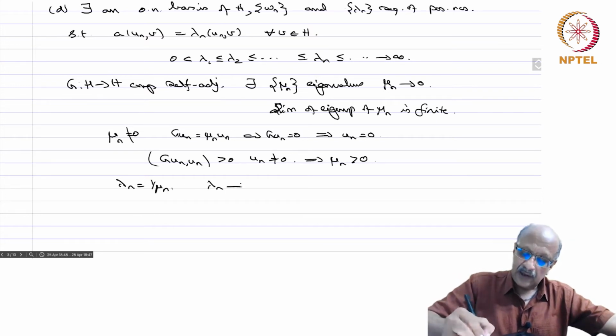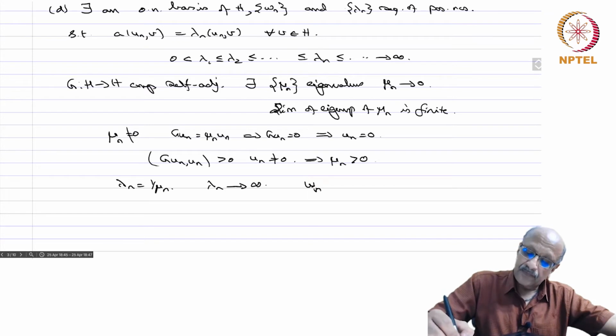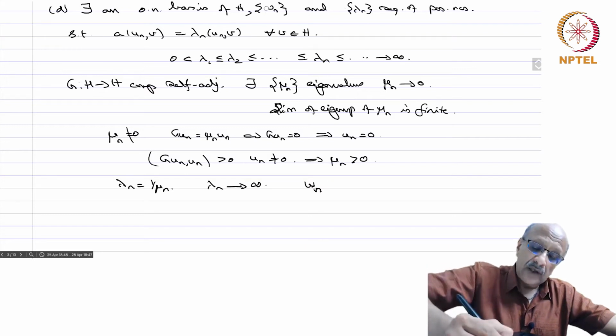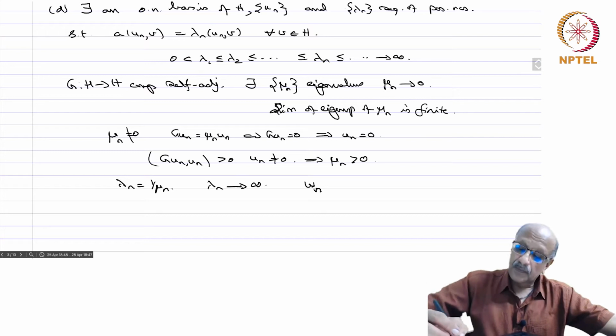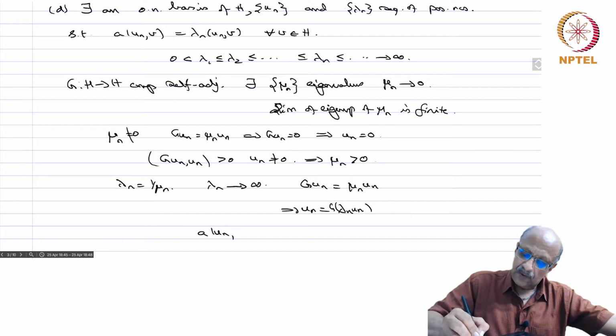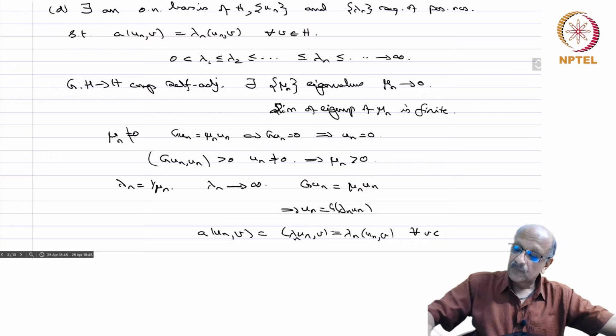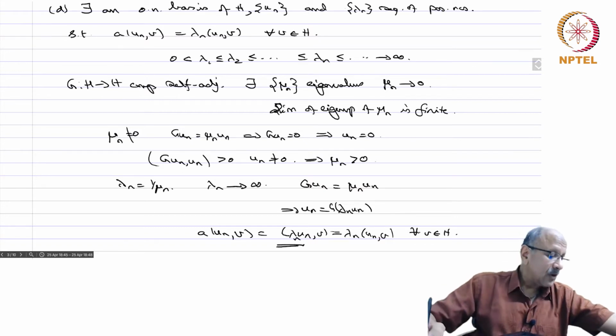Okay, so then lambda n tends to infinity, and you have that Vn, un or Wn, I said Wn but I used un, so let me keep it as un. So g of un equals mu n un, that means un equals lambda n g of lambda n un, that means a of un v equals lambda n un v, which is equal to lambda n times un v for every v. So you have the sequence of eigenvalues. Okay, so this proves it.